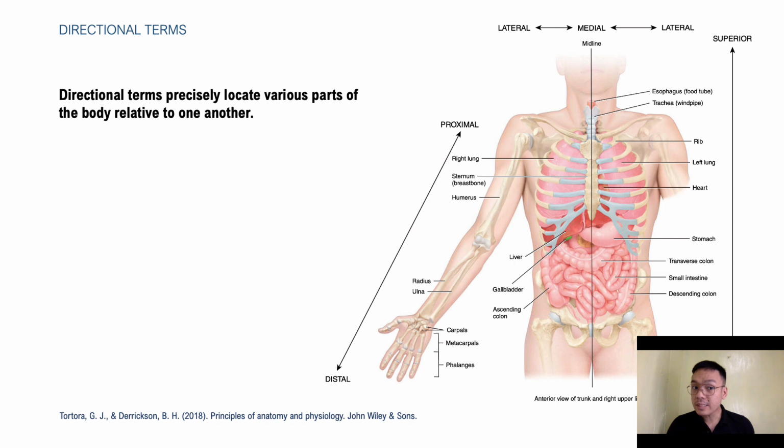Now, directional terms are also used precisely to locate various parts of the body relative to one another, and these arrows here are helpful. When it's away from the trunk, it's distal. When it's going into the trunk, we call it proximal. When it's on the top of your body, it's superior, and inferior below. This is the anterior portion. When it's in the middle, it's called medial. Away from the middle is called lateral.